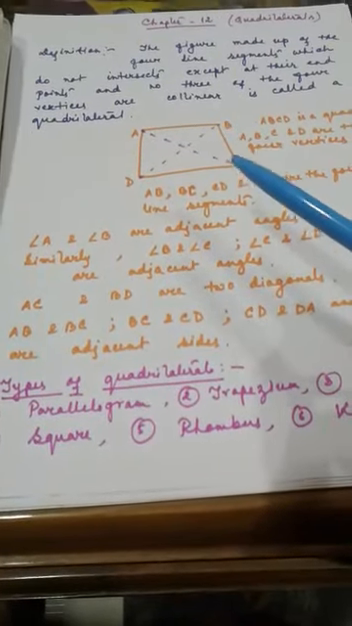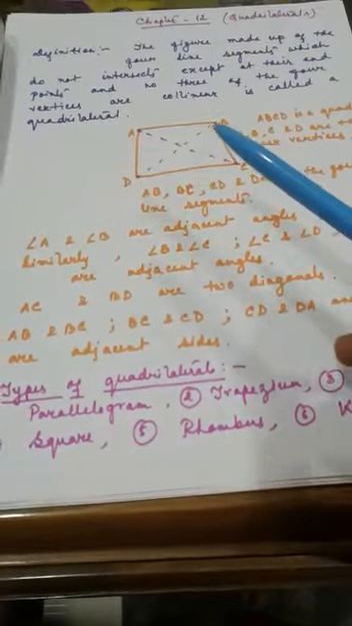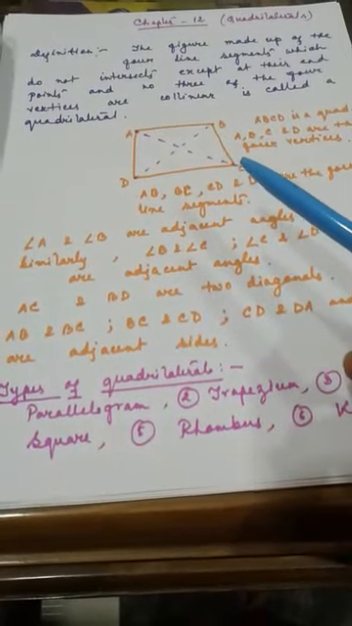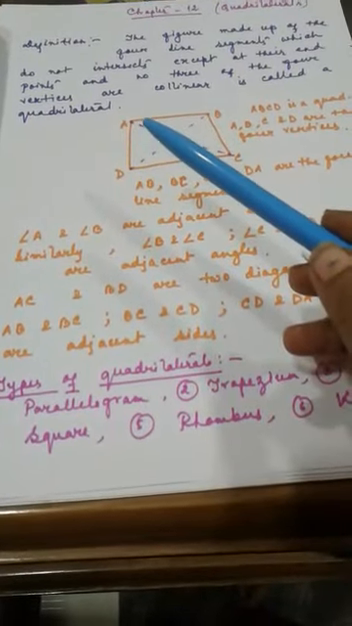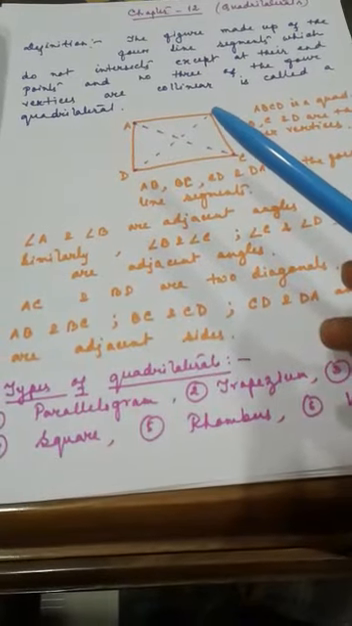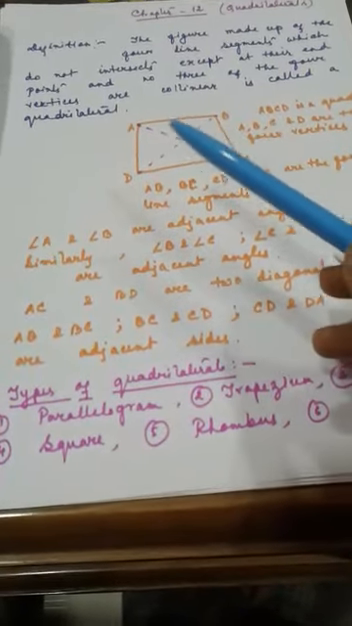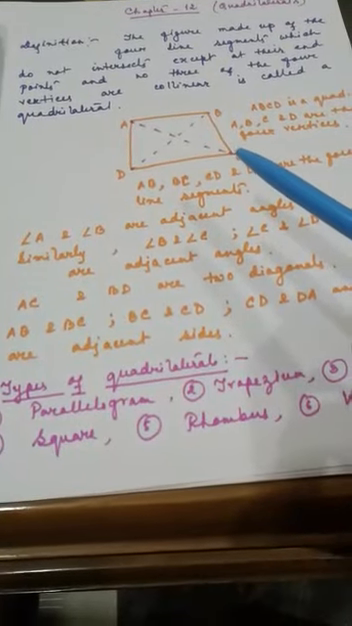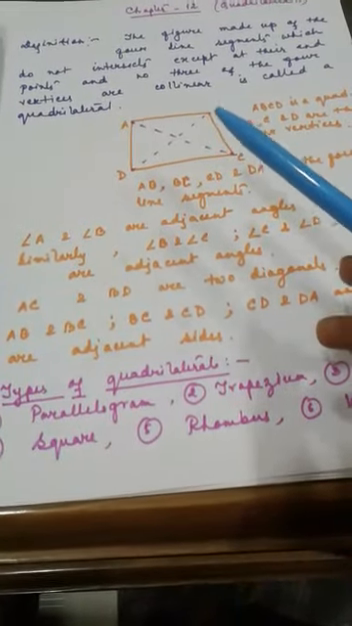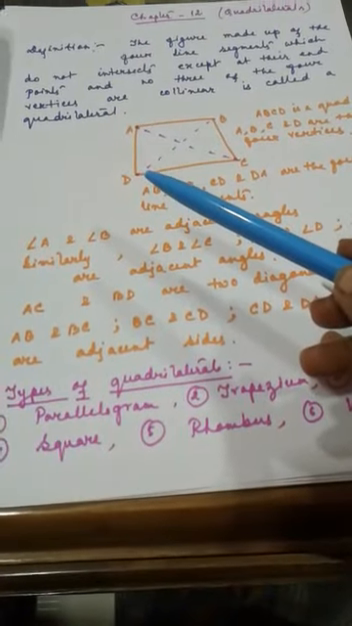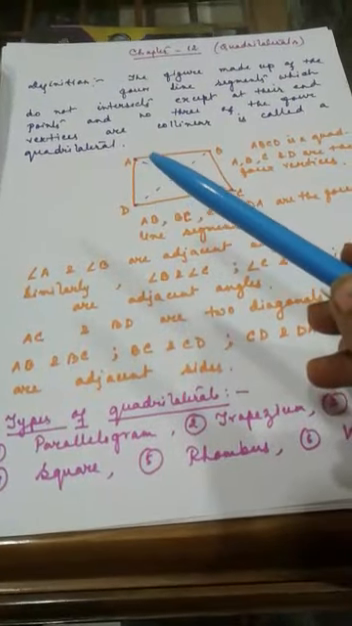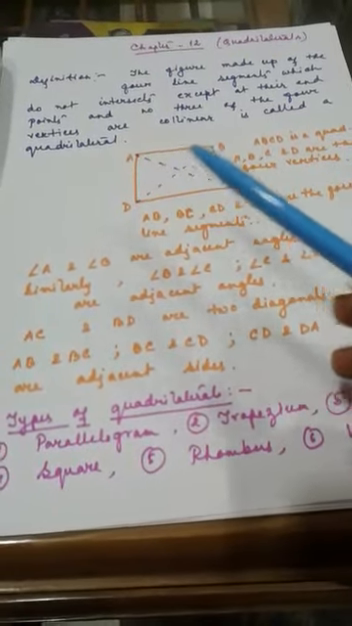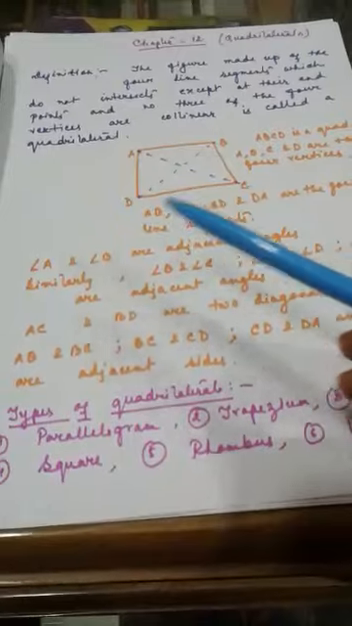In the same way as adjacent angles, there are adjacent sides also, like AB, BC are adjacent sides, BC, CD are adjacent sides, CD, DA are adjacent sides, and DA, AB are adjacent sides. Got it? And angle A and angle C are known as opposite angles. Angle B and angle D are opposite angles. So this is the quadrilateral. It's a polygon, a closed figure made up of 4 line segments and 4 vertices.